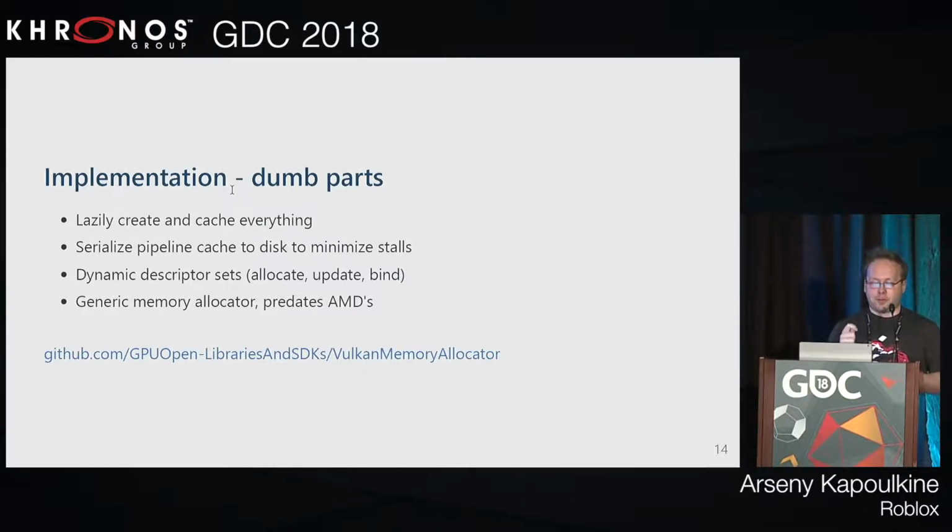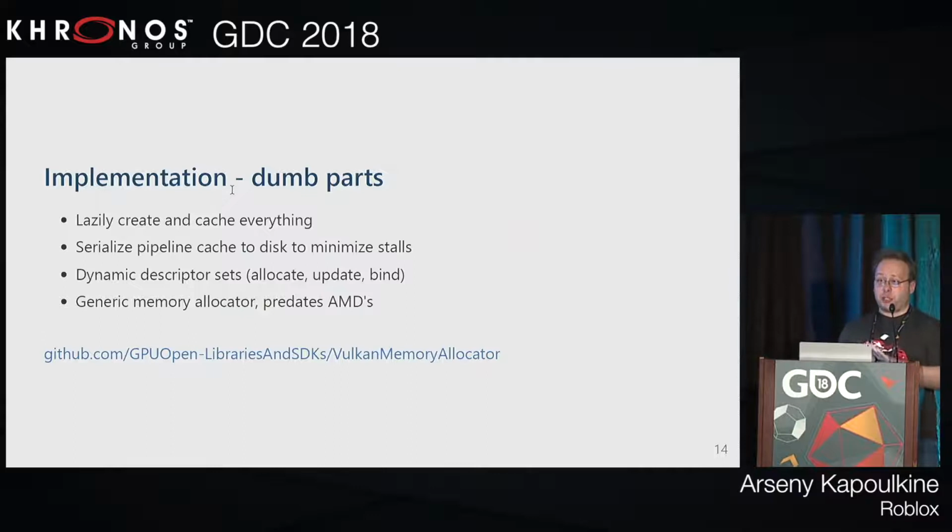The thing that we have to do, though, is serialize the pipeline cache to disk, because if you aren't doing that, then the lazy creation of pipeline state objects will hurt you a lot in subsequent runs of the app. And right now we have minor hitches in the first run through the app, but we actually don't have that many PSOs, so it's not that bad.